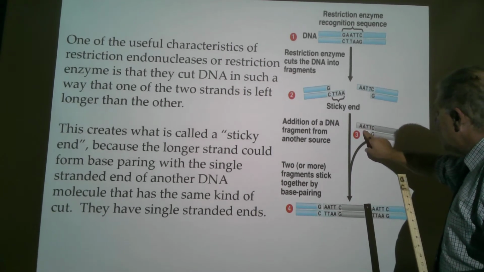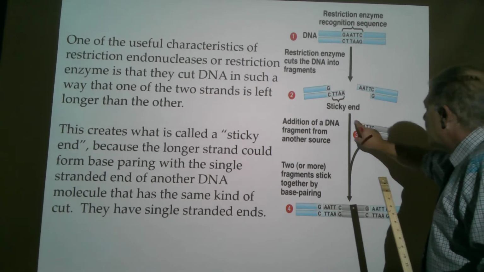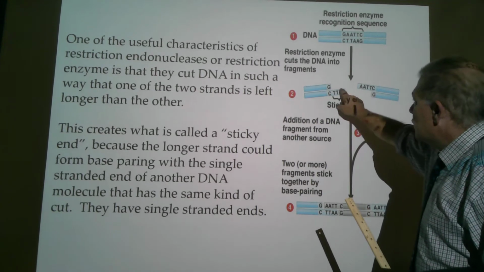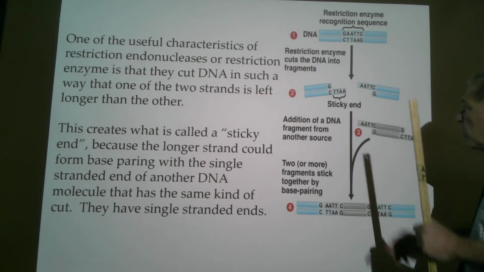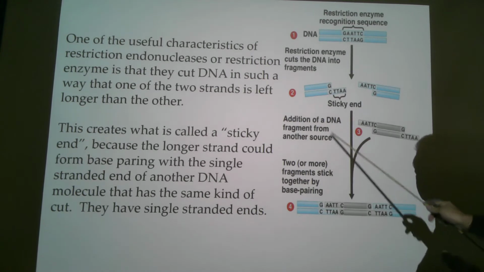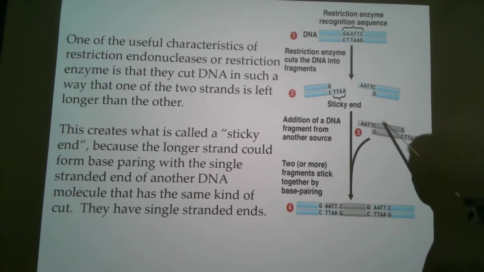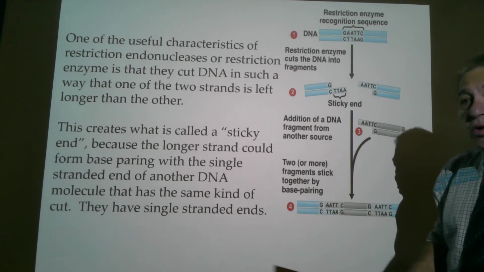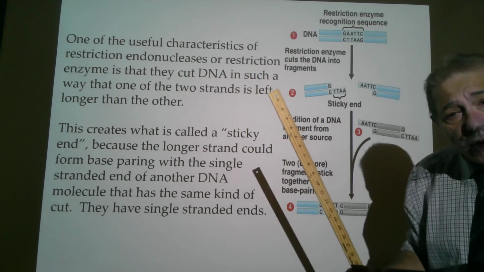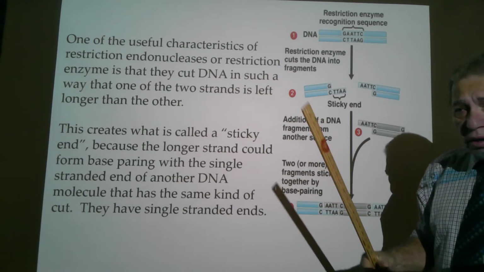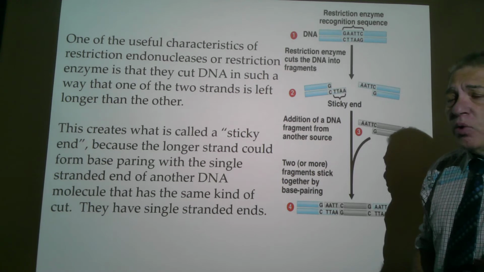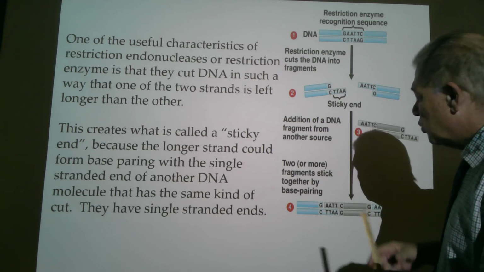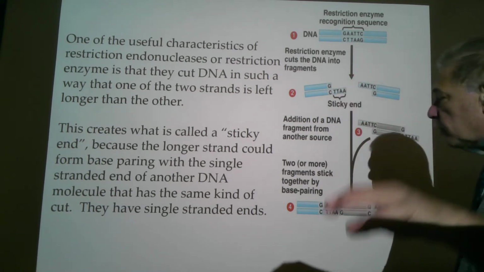For example, AAT, T. And now you can see that A would stick over here, that A would stick over here, and those T's would be over here. And on the other side, the same thing would occur. So we have now the addition of the DNA fragment from another source, and here is that other source right here. And now what we can do is use an enzyme called DNA ligase. DNA ligase is another enzyme that you're going to probably want to know the name of. And what it does is it makes those bonds, the bonds that we talked about in school.